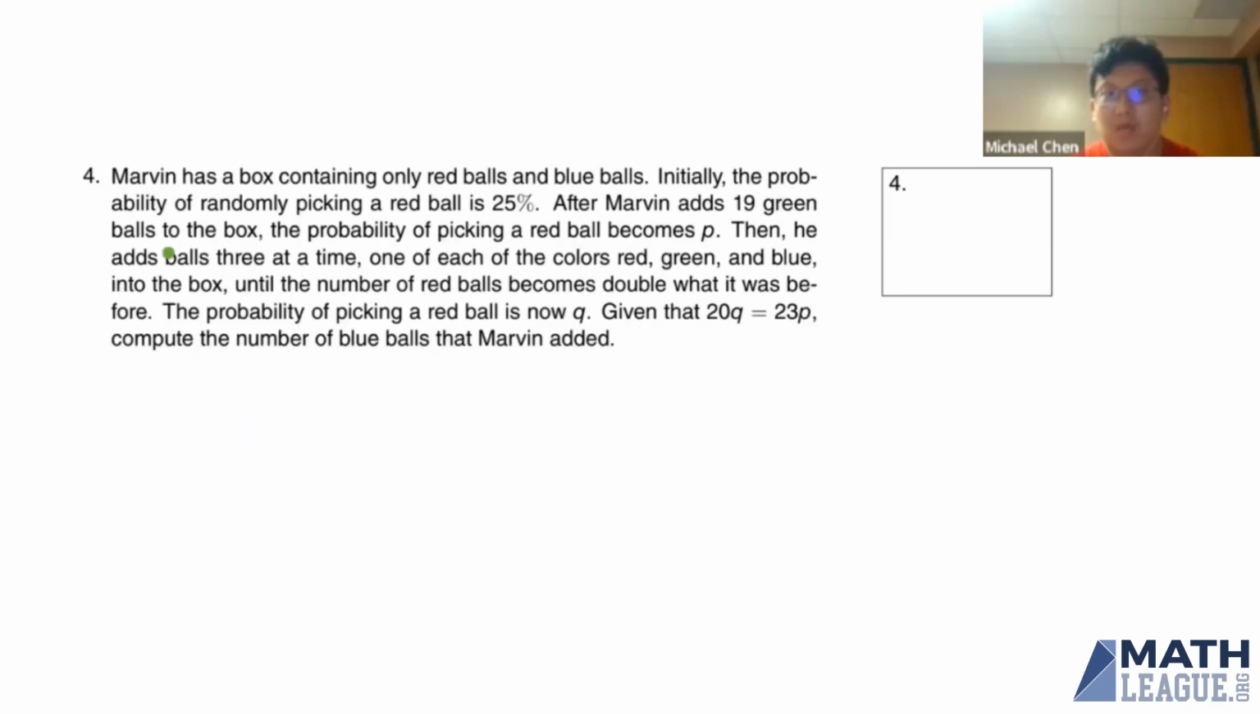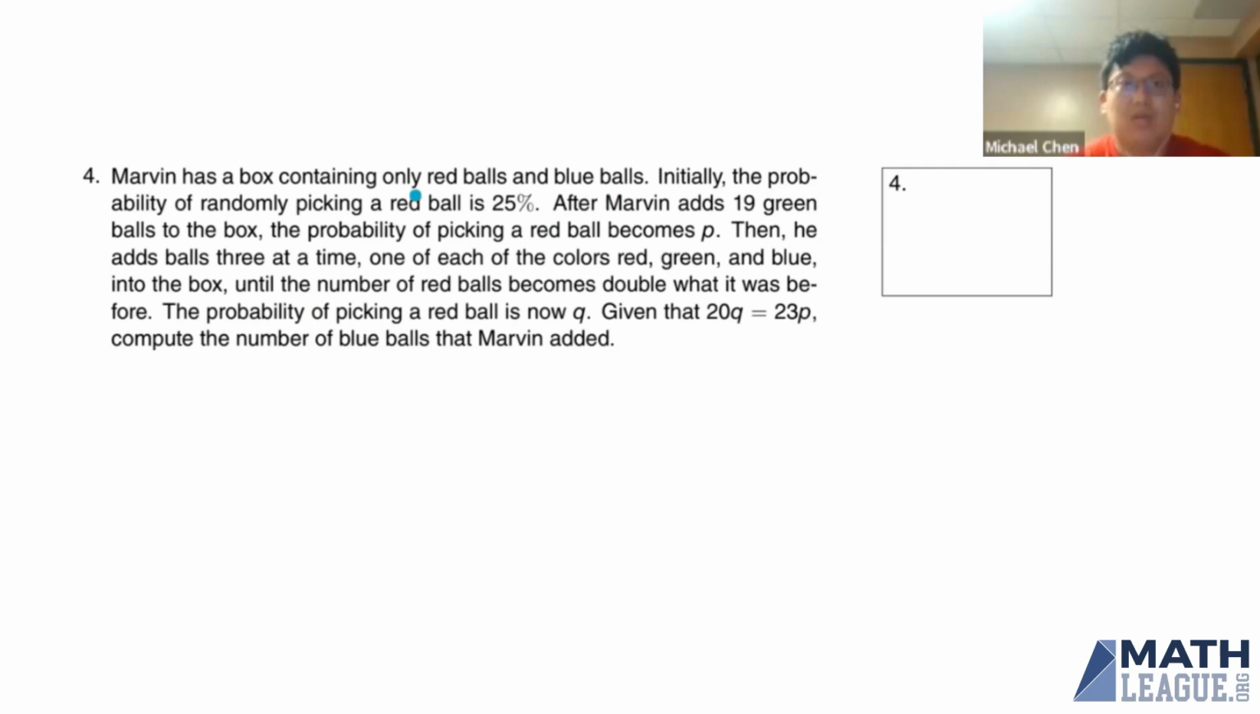So we have Marvin has a box containing only red and blue balls. Initially, the probability of randomly picking a red ball is 25%. After Marvin adds 19 green balls to the box, the probability of picking a red ball becomes P. Then he adds balls 3 at a time, one each of the colors red, green, and blue, into the box until the number of red balls becomes double what it was before. The probability of picking a red ball is now Q. Given that 20Q equals 23P, compute the number of blue balls that Marvin added.